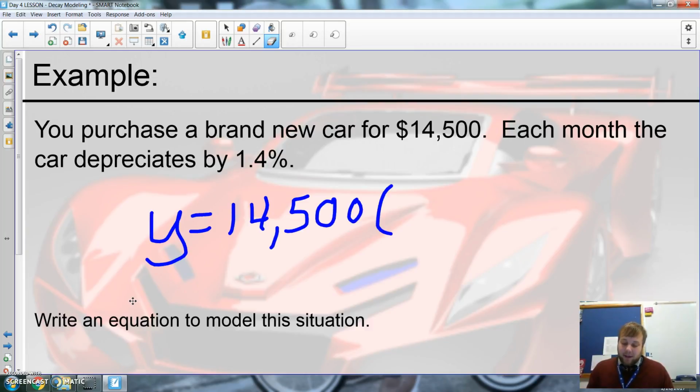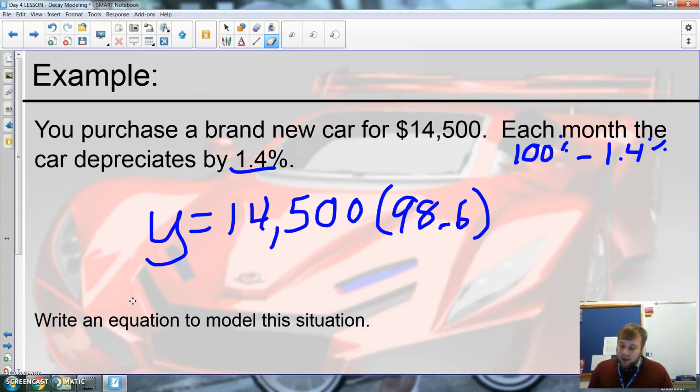Next, my rate. It says I depreciate by 1.4%. So remember, I start off at 100%. I always start at 100%. So if I minus 1.4%, I am going to have 98.6%. Now remember, you got to move that decimal over twice. So it's really 0.98.